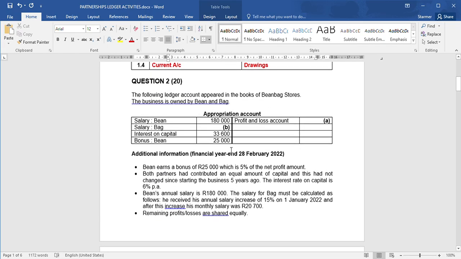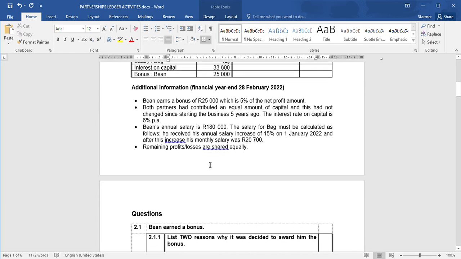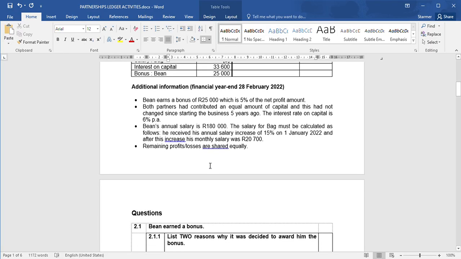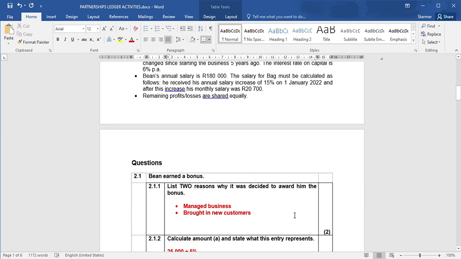Right, the next question, they give you some information here. They give you an appropriation account and additional information. And then the first question says, Bean earned a bonus. There's two reasons why it was decided to award him the bonus. So he must have done something extra for the business, for the partnership. So he may have been the manager of the partnership. He may have brought in new customers. It may be his annual bonus and so on. So that is the reason for giving a partner a bonus.